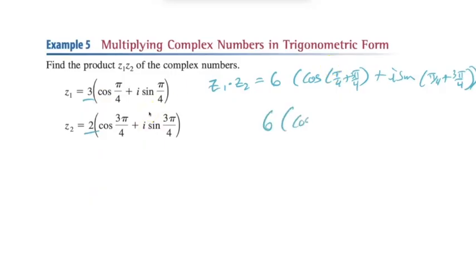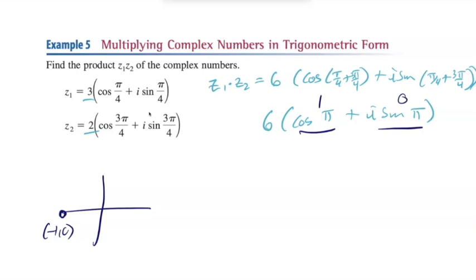6 cosine of pi plus i sine of pi. And if you want, we can go further. Pi is over here, negative 1, 0. So cosine is negative 1 and sine is 0. So you get 6 times negative 1, which is negative 6. The sine part was 0, so it went away.